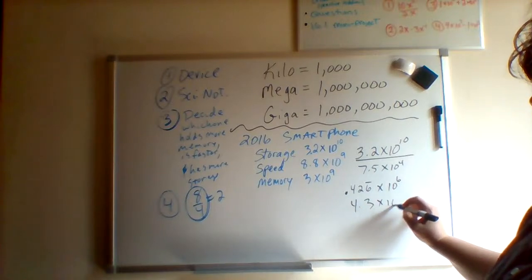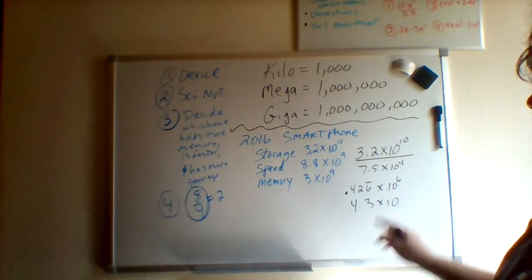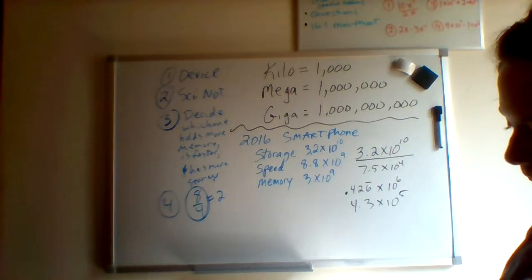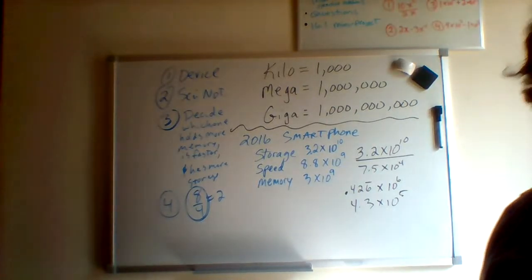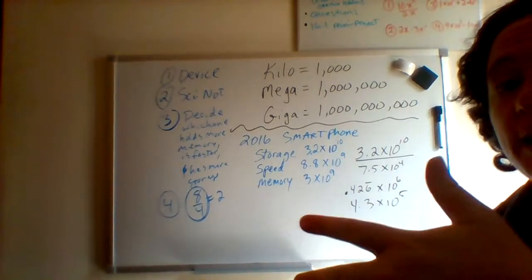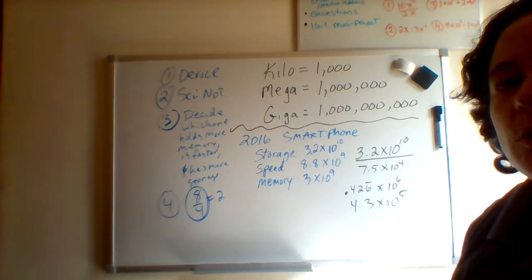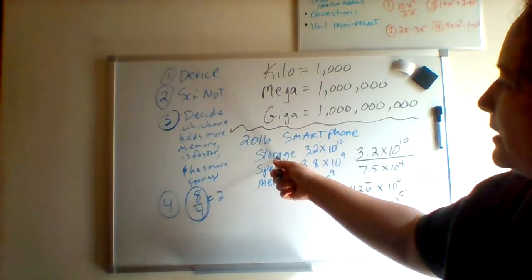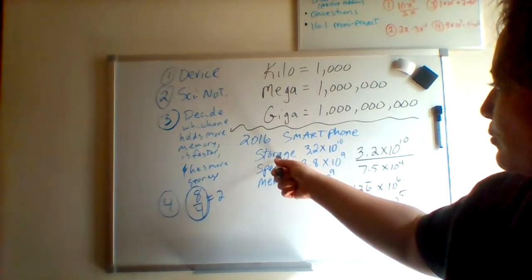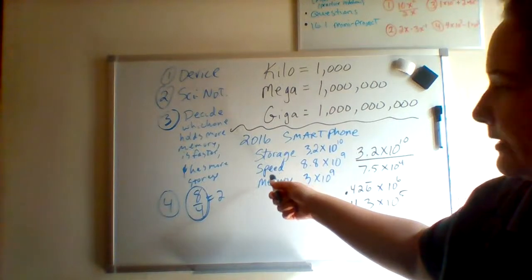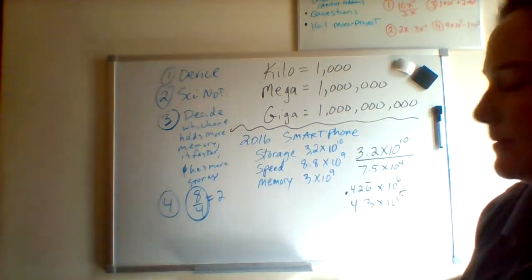4.3 times 10 to the, and I have to go one less, right? So 5, 10 to the 5th. So again, if I was a student and I picked my device and I wanted to show my 3 answers, every single one should have 3 answers. You're going to have an answer for how much more storage the device can hold, how much faster it is, and how much more memory it has.